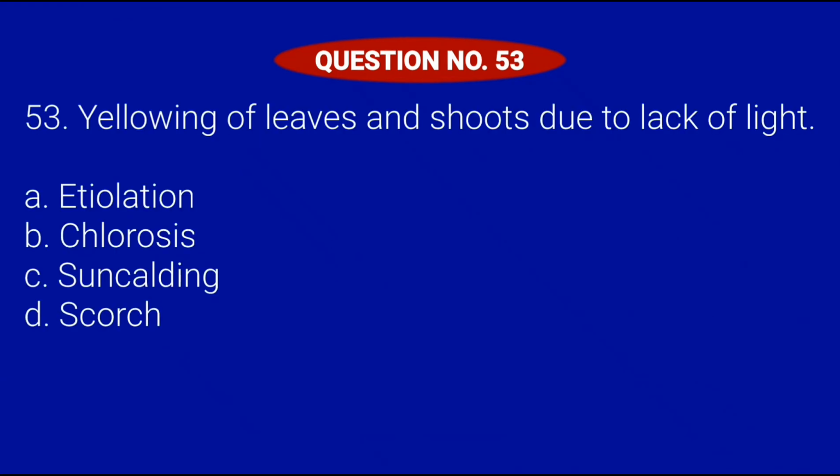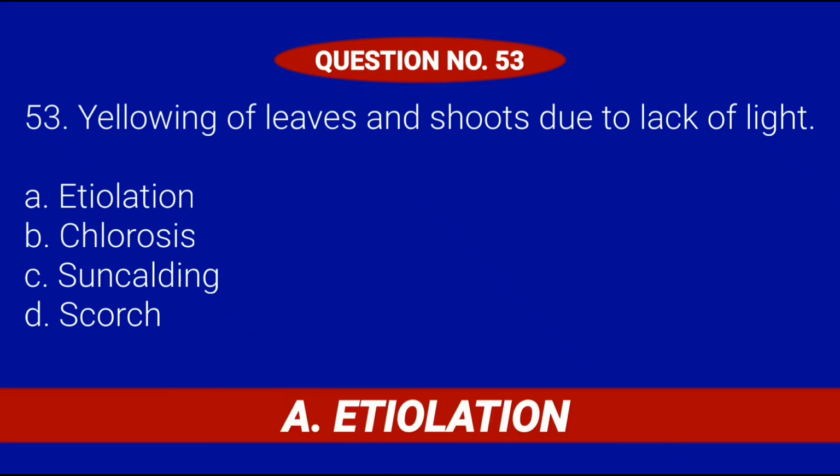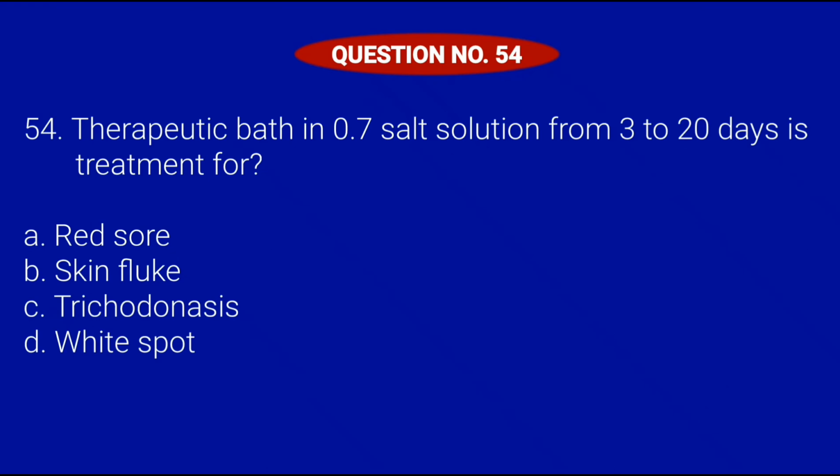Question number 53. Yellowing of leaves and shoots due to lack of light. Letter A. Etiolation. Letter B. Chlorosis. Letter C. Suncalding. Or letter D. Scorch. Correct answer is letter A. Etiolation.